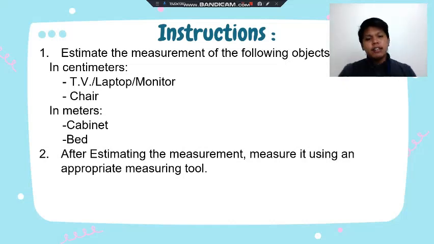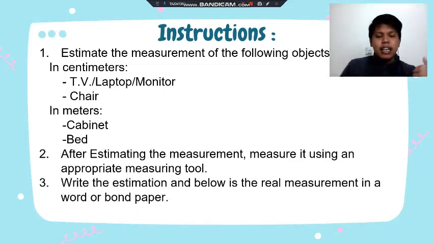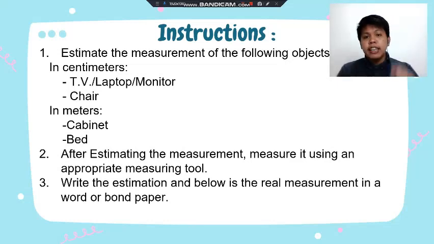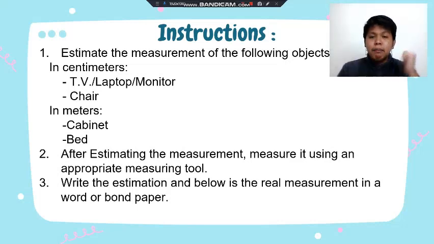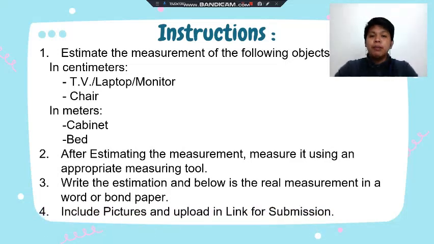Now, after estimating, write that on a piece of paper. Okay? Now, what I want you to do is measure it using an appropriate tool. You may use a meter stick, a measuring tape, or a ruler. Okay? Once you're done getting the correct measurement, I need you to write the estimation, and for example, here is the estimation, you write the real measurement. Now, let's check if you were able to get a close estimation of the real size of the object, and put it in a Word or a bond paper. You can take a picture or just send a file in our Google Drive. Now, include pictures and upload it in our link for submission found in your Genio course.